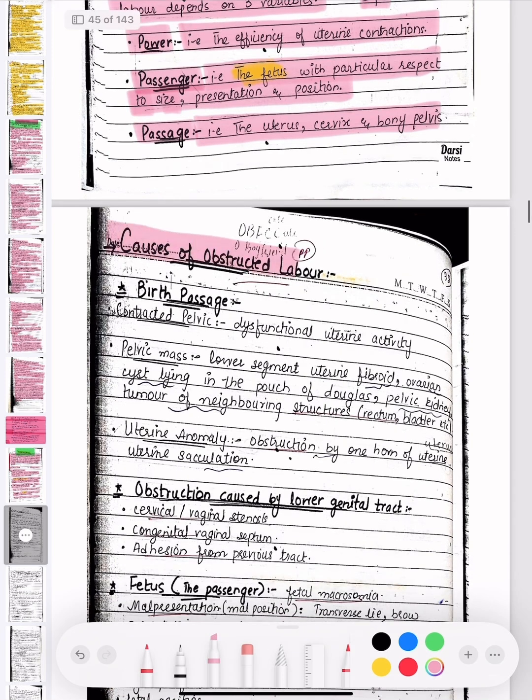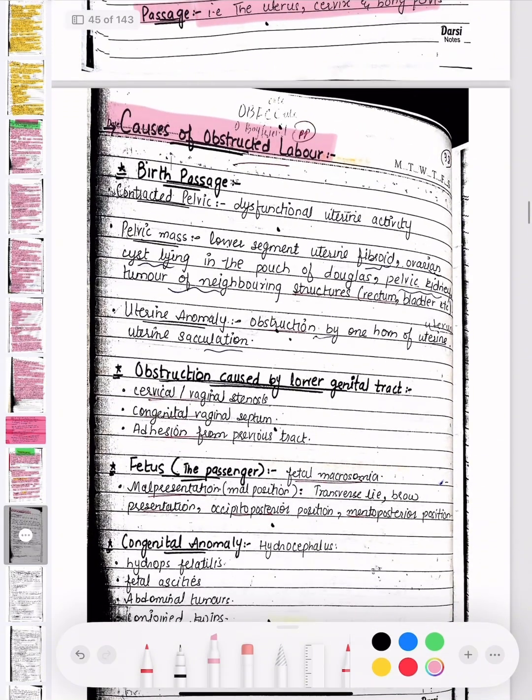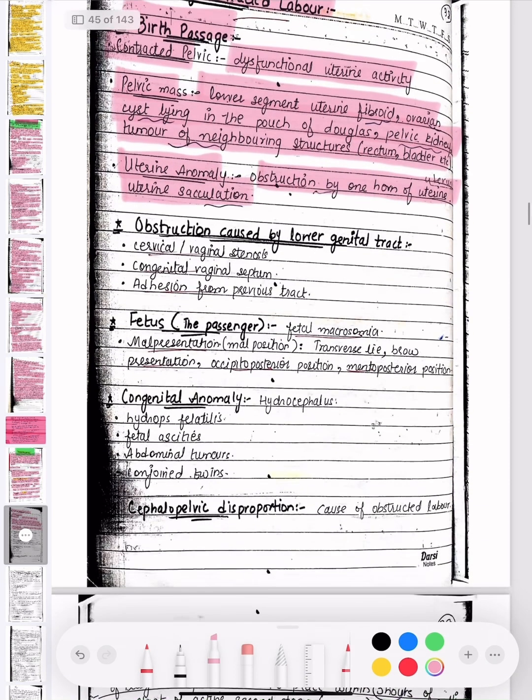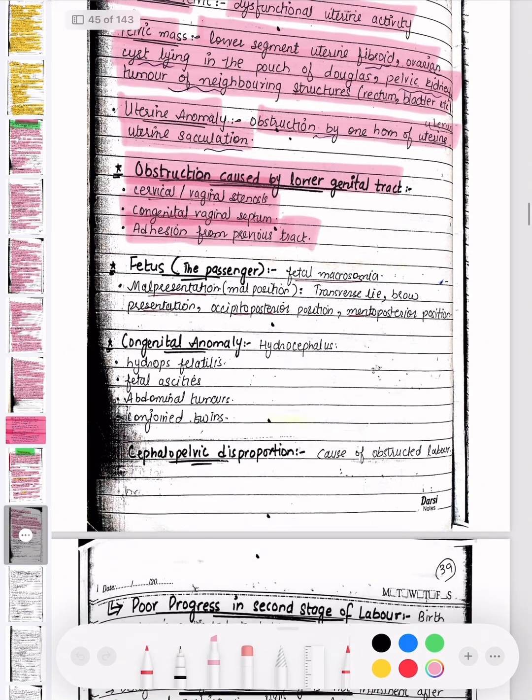Now the causes of obstructed labor. Related to the birth passage: contracted pelvis, dysfunctional uterine activity. Then pelvic masses, that is lower segment uterine fibroid, ovarian cyst lying in the pouch of Douglas, pelvic kidney, tumors of neighboring structures like the rectum and bladder. Then uterine anomaly, that is obstruction by one horn of the uterus. Then obstruction caused by the lower genital tract: cervical or vaginal stenosis, congenital vaginal septum, or adhesions from a previous tract.